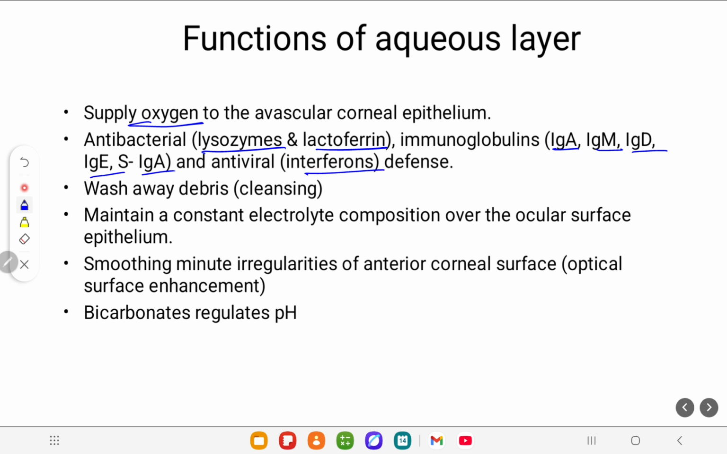We'll definitely talk about it in the function section. It also washes away debris, so a cleaning function is also done. It maintains a constant electrolyte composition over the ocular surface epithelium. It smooths minute irregularities of the anterior corneal surface, which is basically done by the aqueous layer. That's why it makes the surface optically smoother. And bicarbonate regulates the pH of the tear, isn't it?